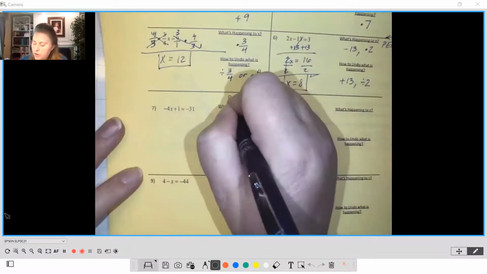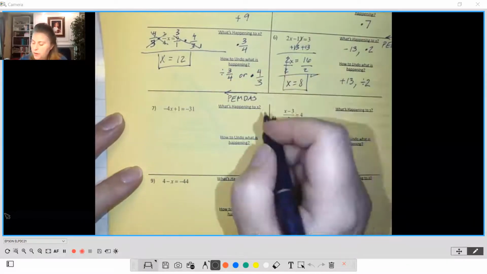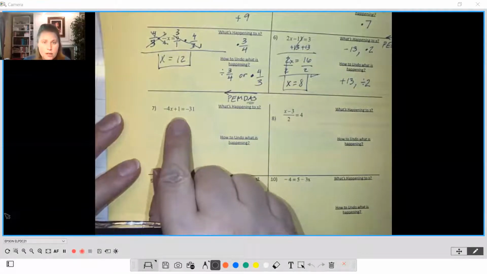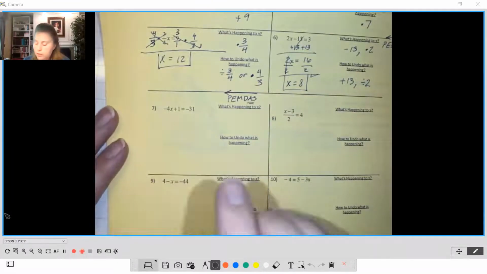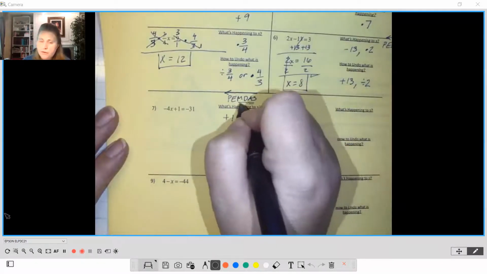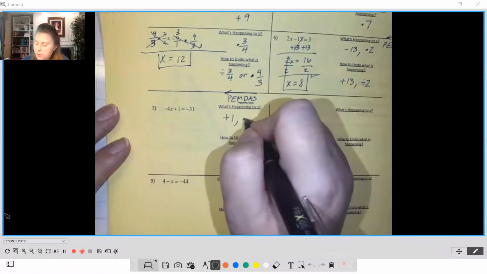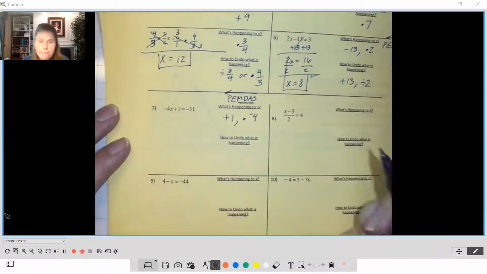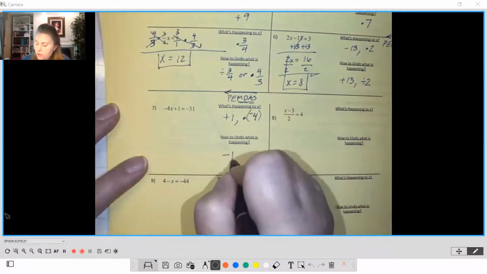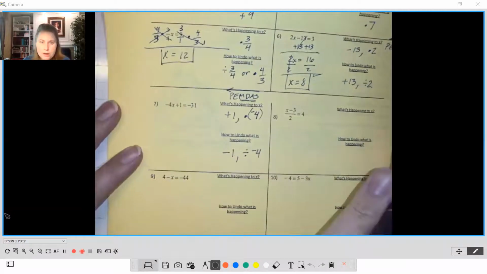Number 7. Again, PEMDAS in reverse. Okay, adding and subtracting. Is anything being added to or subtracted from our variable x? Yes, there's a plus 1, comma, and then is our variable being multiplied or divided by anything? Yes, it's being multiplied by negative 4. All right. So I'm going to subtract 1 from each side and then divide by negative 4. Those are the inverse operations.